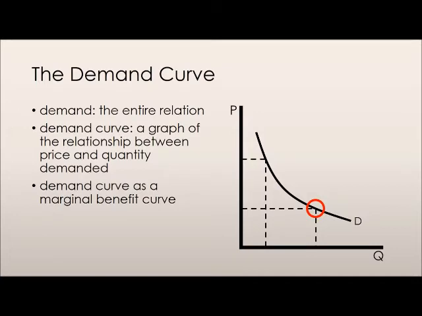You have some people who are willing to pay a lot for a good, and others who won't pay more than a few dollars. The amount that people are willing to pay for an additional unit of a good is called the marginal benefit. This is exactly what the demand curve shows us.